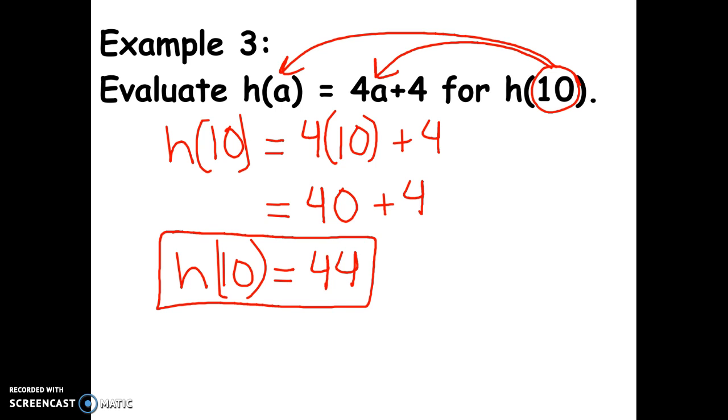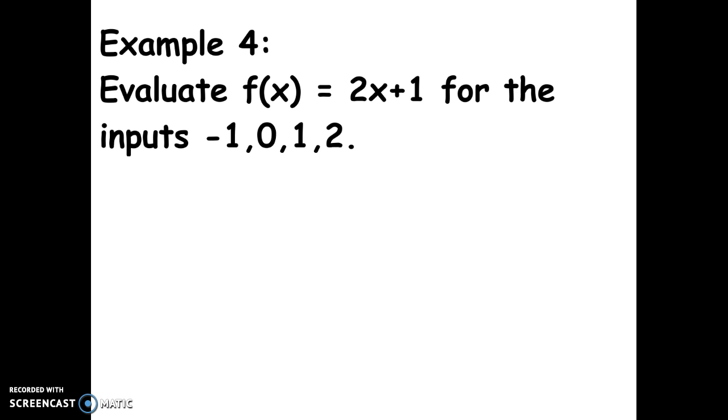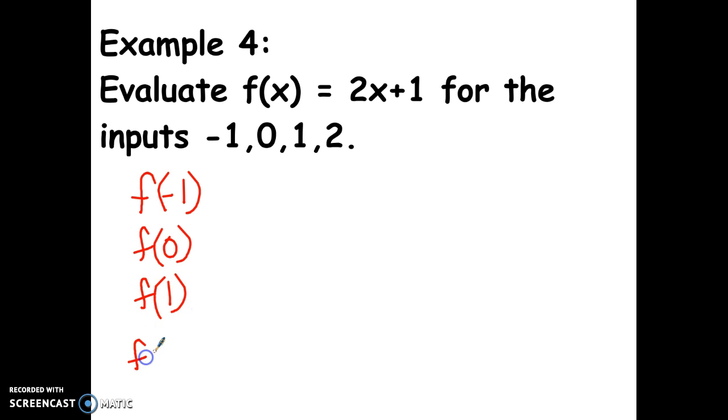And finally, our last example, example 4. We're going to evaluate the function f of x equals 2x plus 1 for the following inputs: negative 1, 0, 1, and 2. So let's begin with our first input. Actually, I'm going to go ahead and write out all of my f of inputs. So we know we're going to have f of negative 1, f of 0, f of 1, and f of 2. Okay? So we can go ahead and substitute our negative 1 into our function.